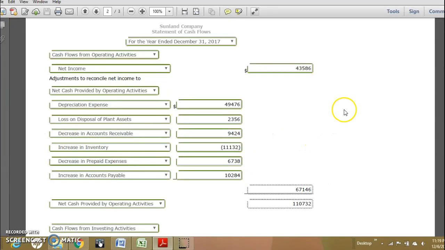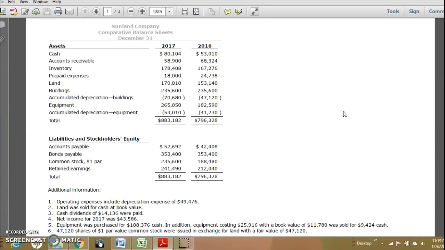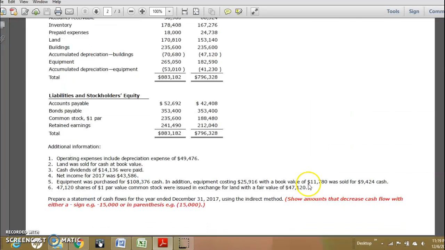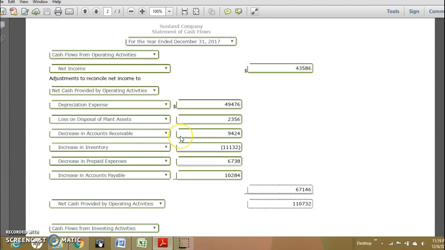And then we have the decrease in accounts receivable. So let's go back up to the comparative balance sheet. In accounts receivable in 2016, the company had 68,324, and in 2017 there was 58,900. The difference between these two is 68,324 minus 58,900, so 9,424. Put it in there as the decrease in accounts receivable of 9,424.